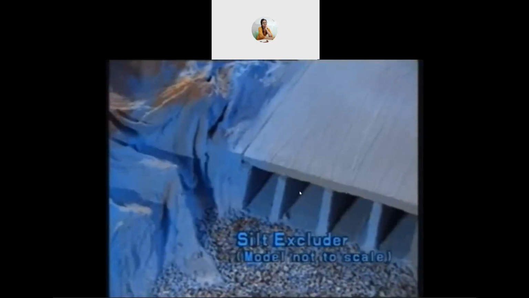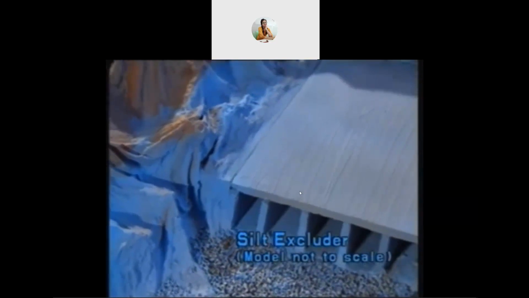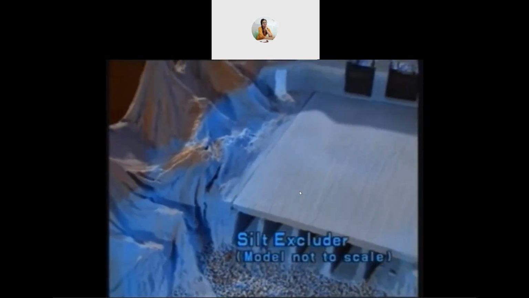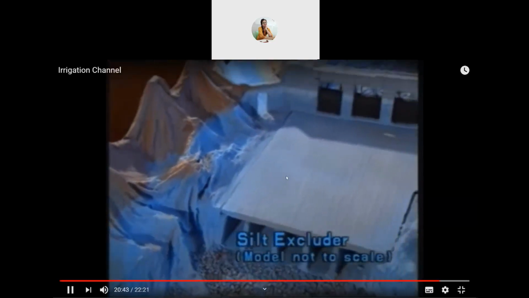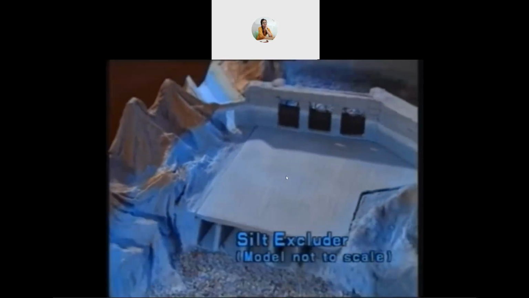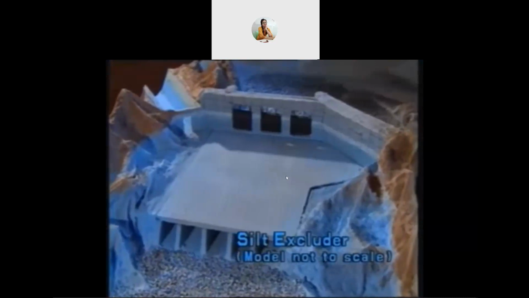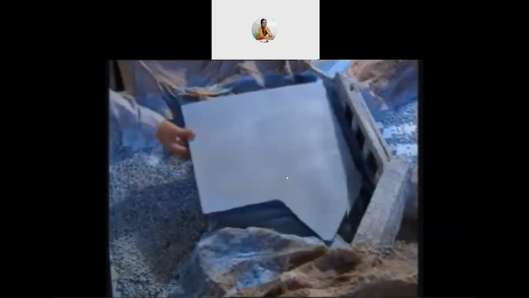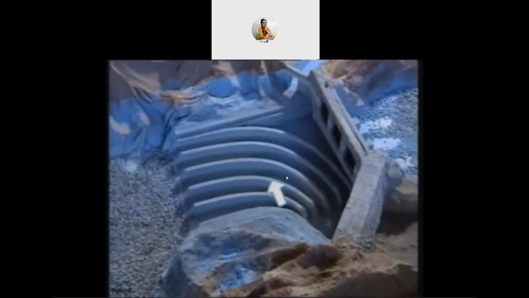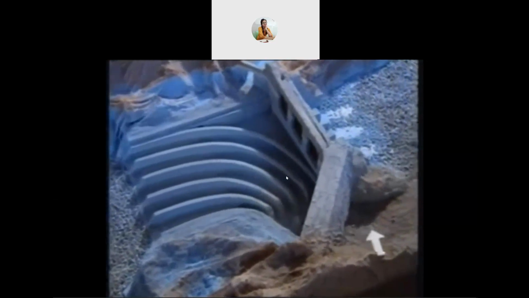The silt excluder is another device which excludes the silt before it enters the canal. Silt excluders are constructed at the headworks and are similar to the silt ejector. The silt-laden water is led through the tunnels and flushed out through gates into a different channel or into the same river.